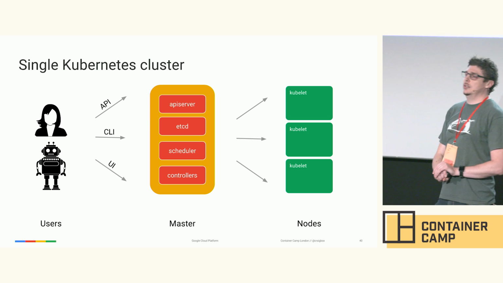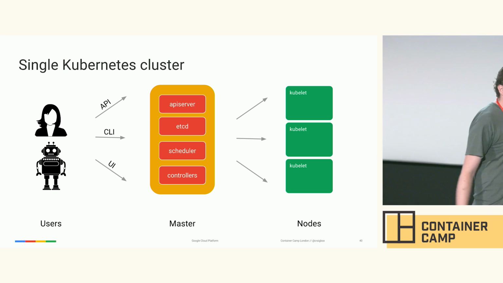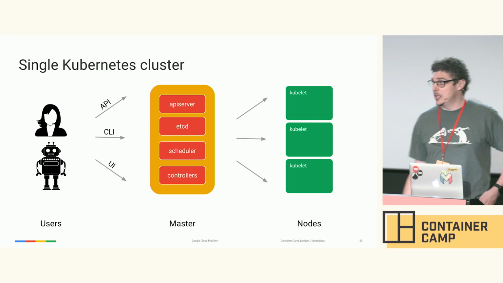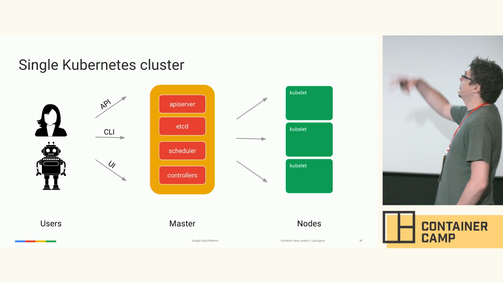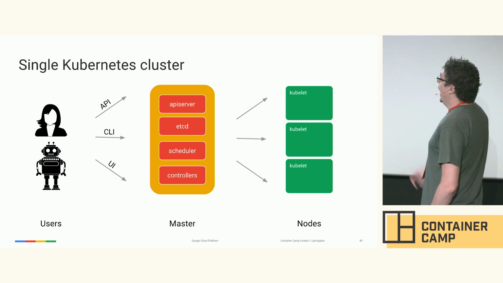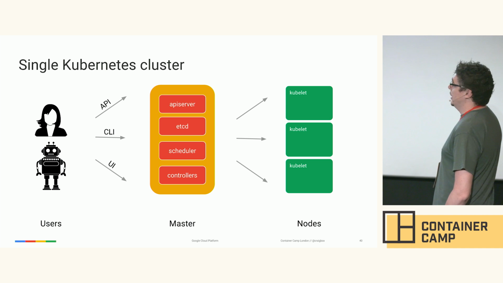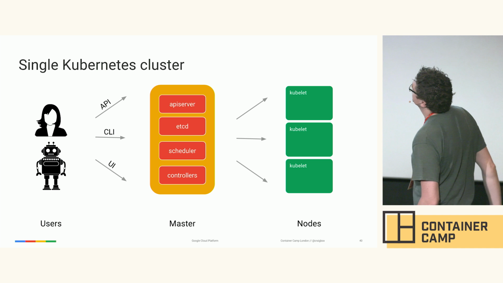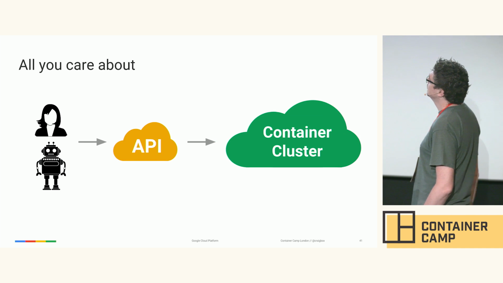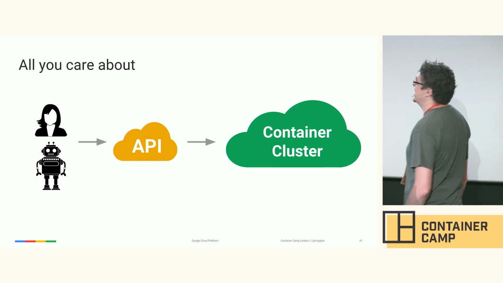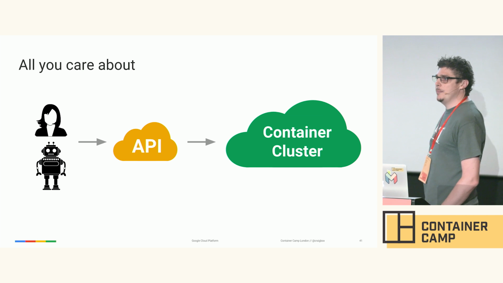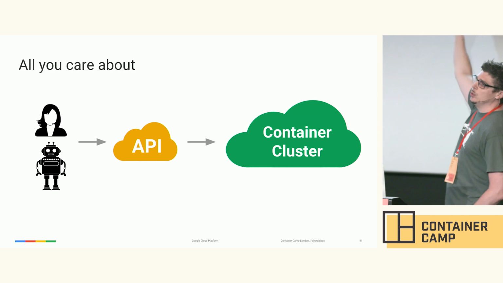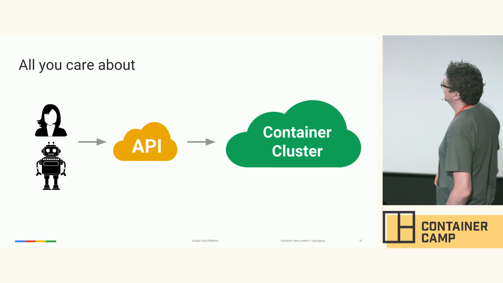So here's our single cluster case. We again have our humans and our machines talking to a master, running a bunch of different components. And then we have a bunch of different nodes which run things like the kubelet and the proxy and Docker or Rocket. It really boils down just to this. Users communicate with some kind of API, and then on the magic pool of machines, magic happens.